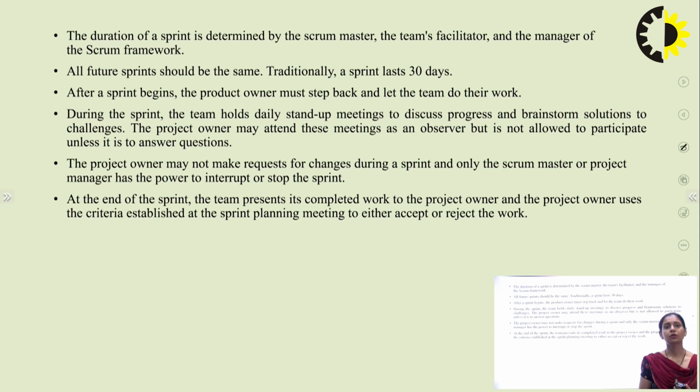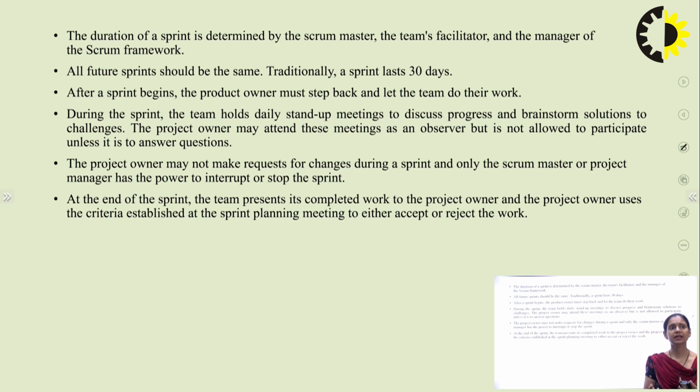Now the question arises, who will decide what the sprint time is? The duration of the sprint is determined by the Scrum Master, the person who controls everything. He is a team facilitator and also the manager of the Scrum framework. So the people who are managing the whole team decide the sprint time depending upon the user's requirements, and all the future sprints should be the same. It lasts up to 30 days, so that is the maximum time. It could be less than that as well, a few days or a few weeks.